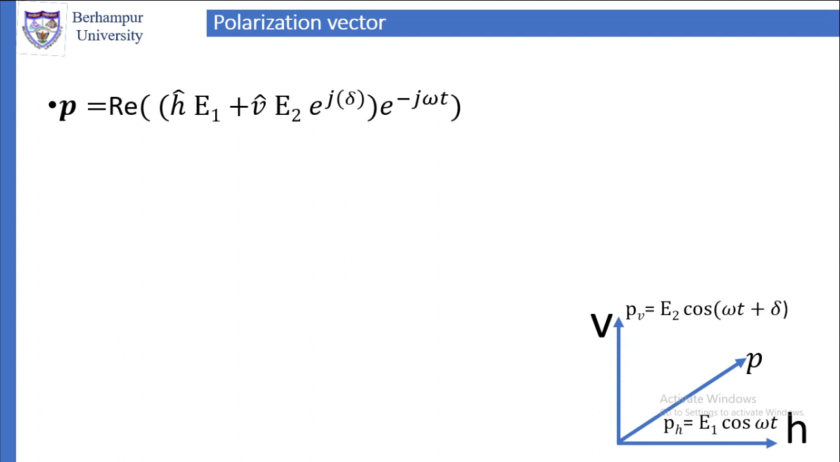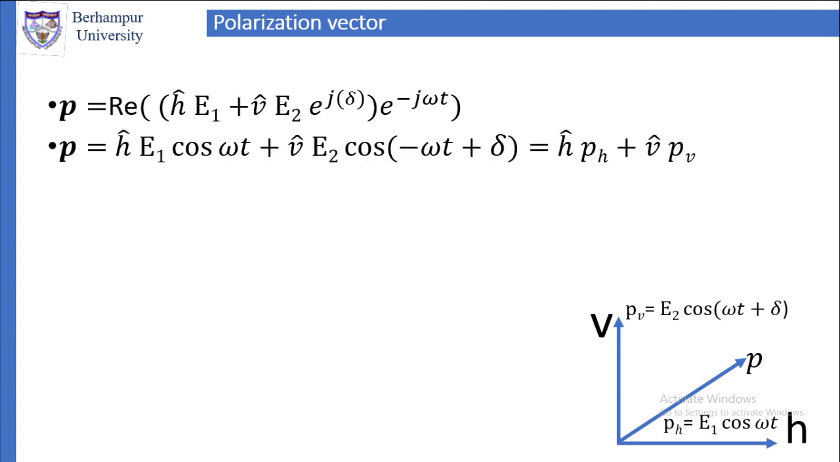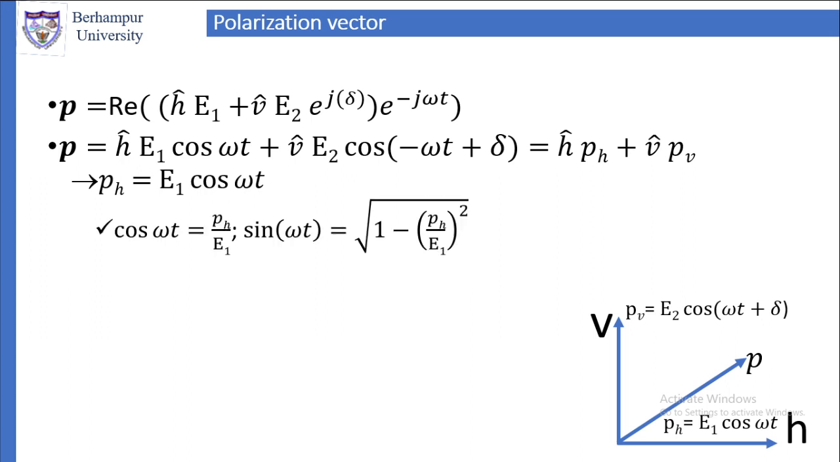Now let us come to this P. We have seen that P is equal to the real part of (H cap E1 plus V cap E2) exponential j delta, whole into exponential minus j omega T. So let us put that in the form of a graph. Then P will be H cap E1 cos omega T plus V cap E2 cos(minus omega T plus delta), which will be equal to H cap PH plus V cap PV. What is PH? PH is equal to E1 cos omega T. So that is the horizontal component of the polarization vector.